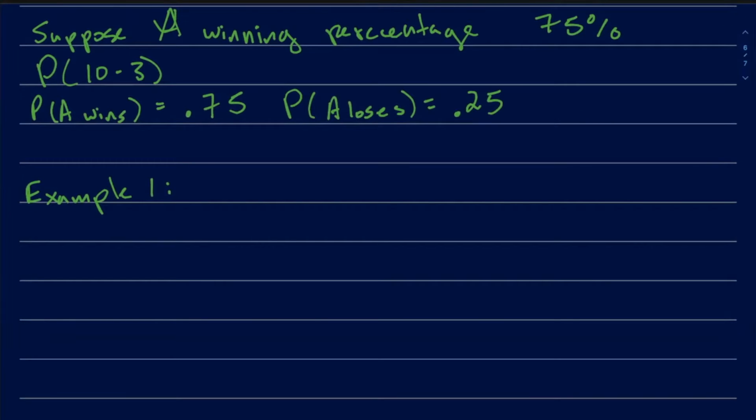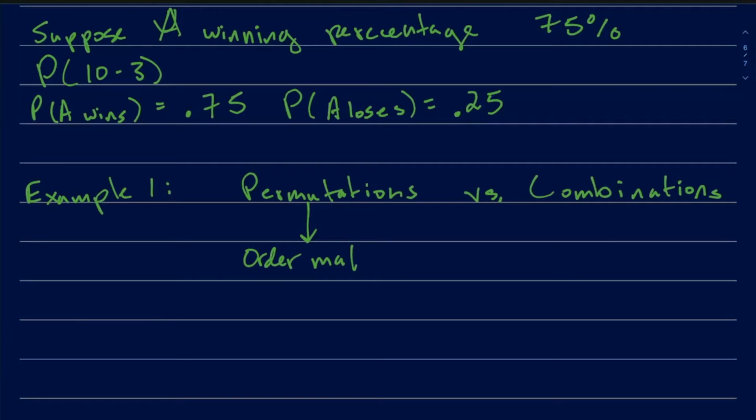The first thing we need to talk about is permutations versus these things called combinations. You can write this down. Permutations versus combinations. For permutations, order matters. For combinations, order doesn't matter.